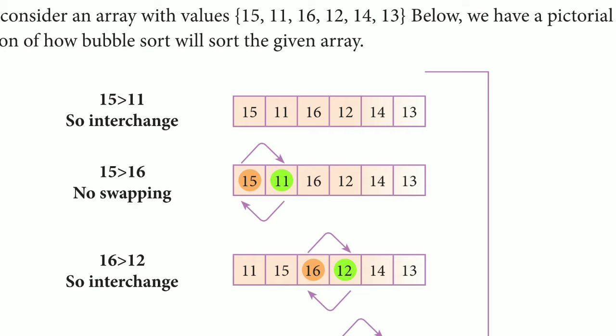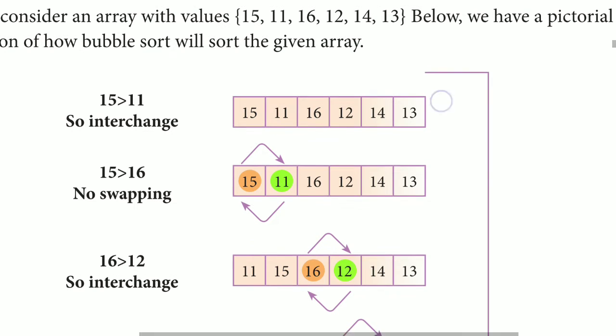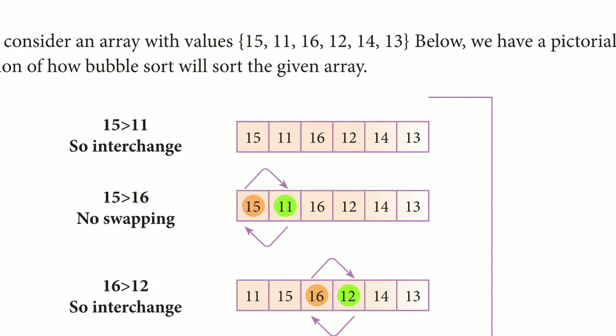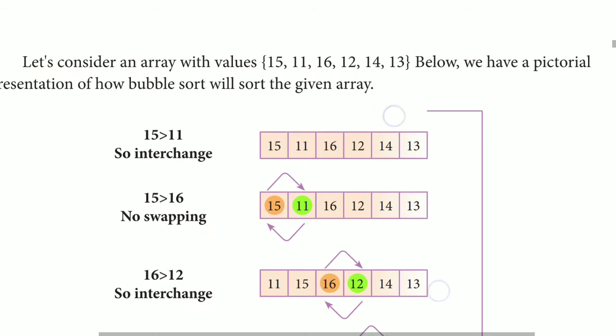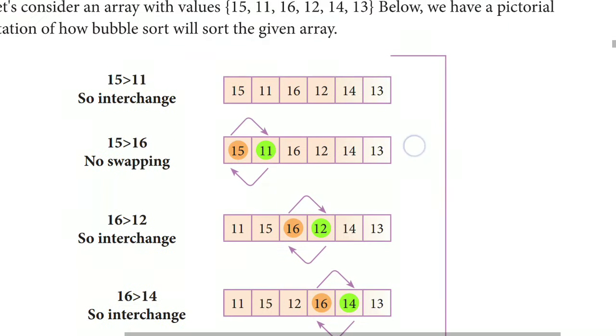All these elements have an index position, which is their address. For example, 15 is index 0, 11 is index 1, 16 is index 2, 12 is index 3, 14 is index 4, and 13 is index 5. Starting from 0 up to 5, there are 6 elements in this array. Like this, they will be swapped.